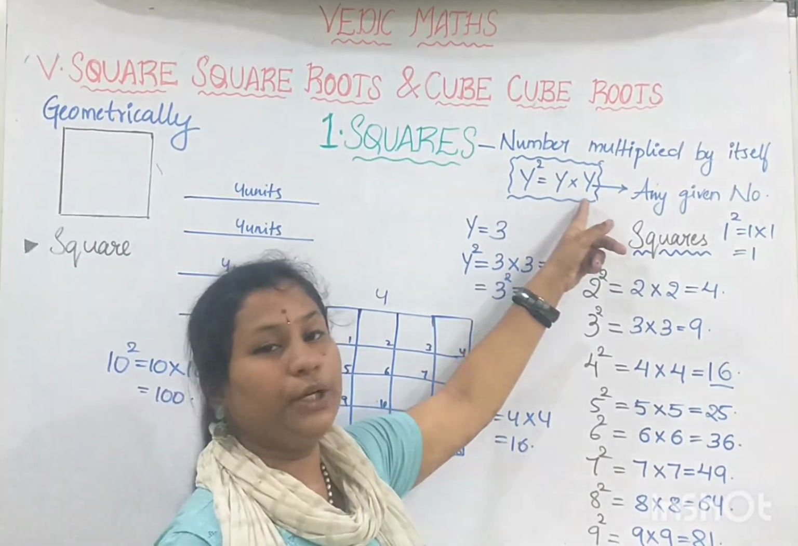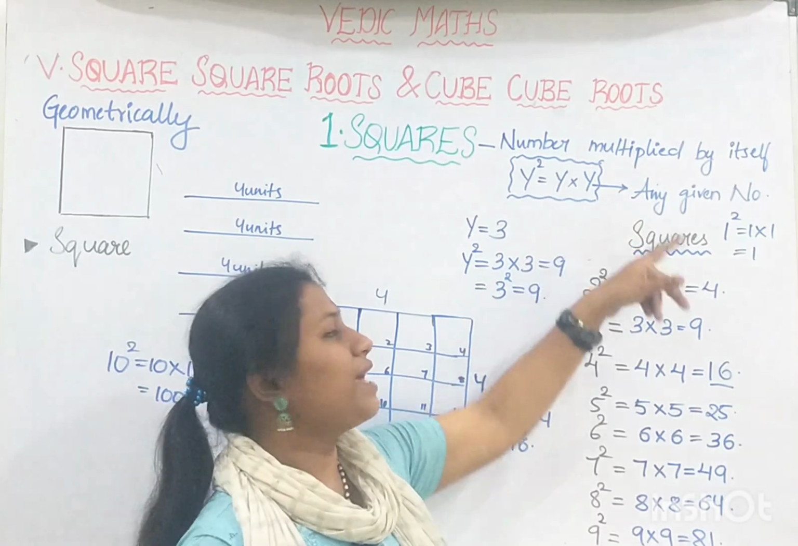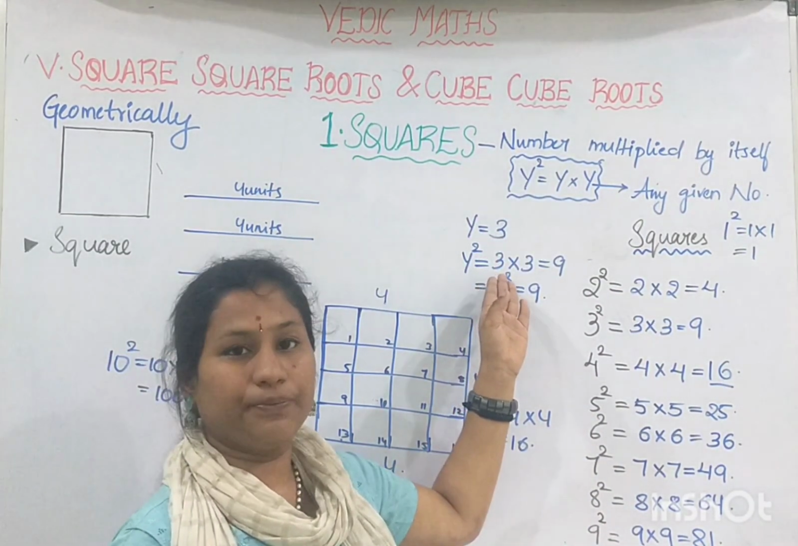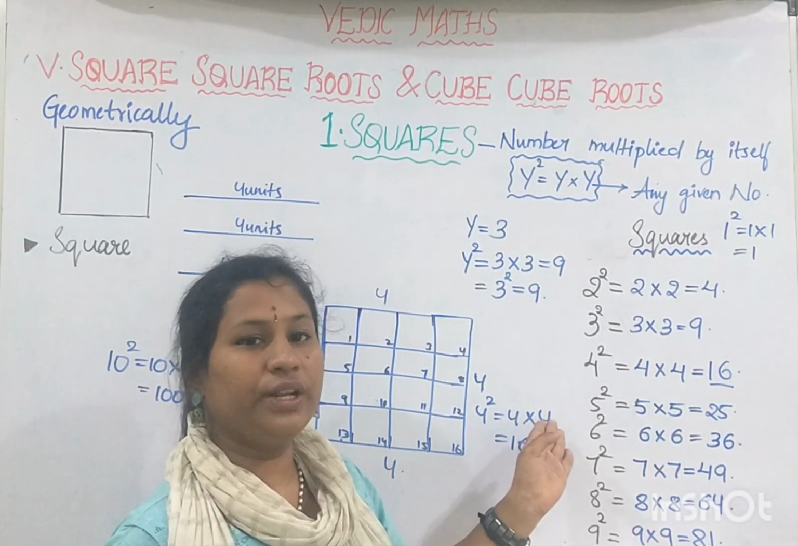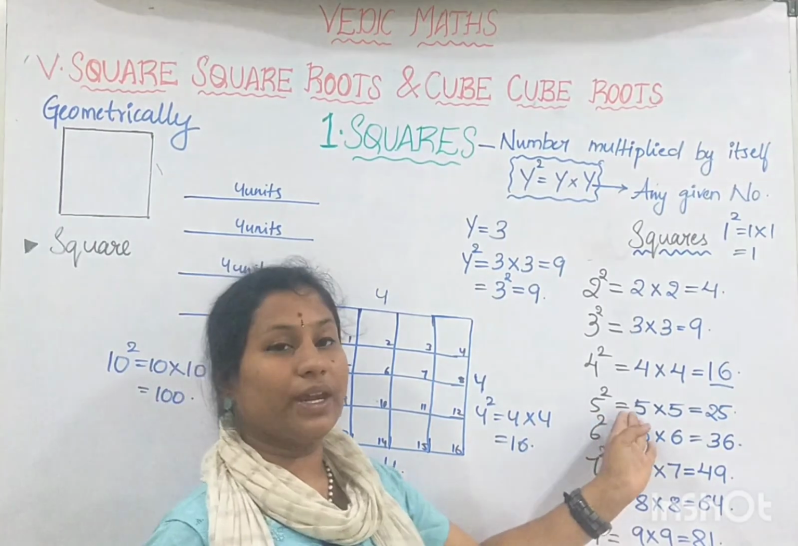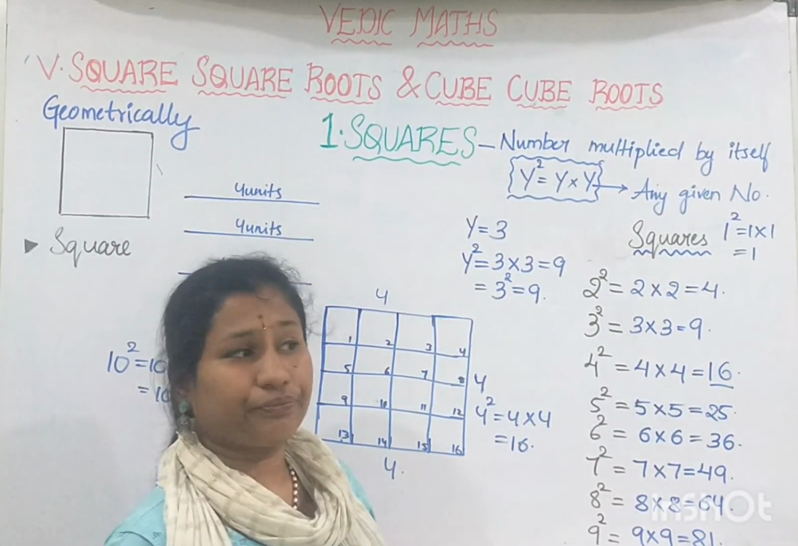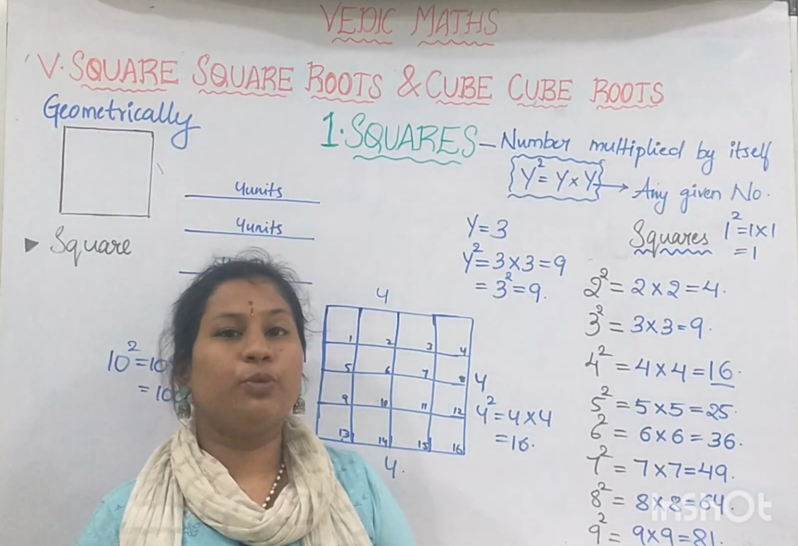That is y into y, a number multiplied by itself. Here y is any given number. Here I have taken the example y as 3. 3 square, 3 into 3 is equal to 9. 4 square, 4 into 4 is equal to 16. 5 square. Like this I have taken so many examples from 1 to 10. So this is the squares, square roots and cube roots chapter.